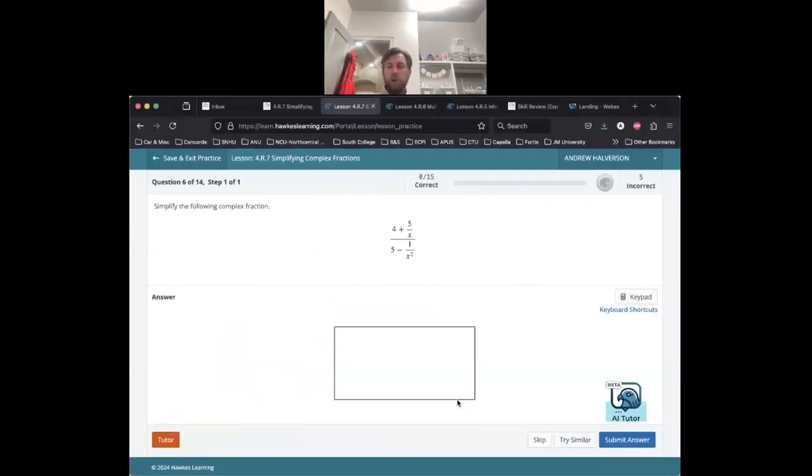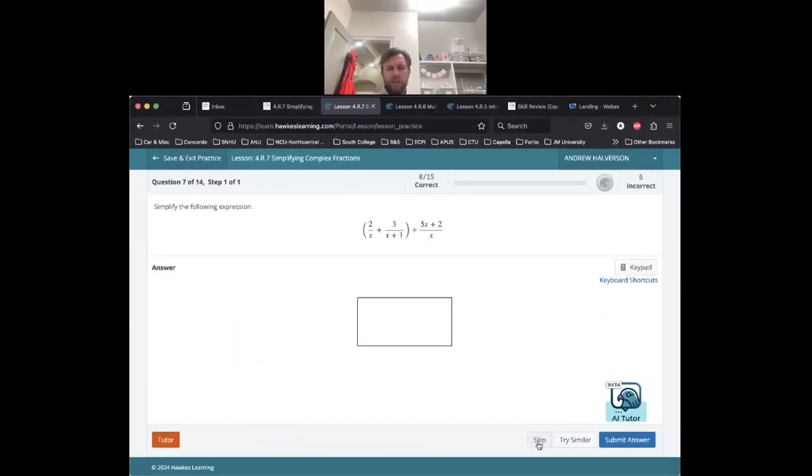Okay, briefly, we got about 5 minutes left. Let me see. Oh, that's interesting. Let's game plan this one. We're not going to do the whole thing, but we'll do the setup for it at least. So notice the 2 over x plus 3 over x plus 1. It's in parentheses, and then we got divided by 5x plus 2 over x.